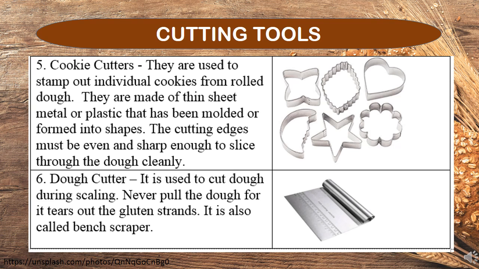Cookie cutters. They are used to stamp out individual cookies from rolled dough. They are made of thin sheet metal or plastic that has been molded or formed into shape. The cutting edges must be even and sharp enough to slice through the dough cleanly.